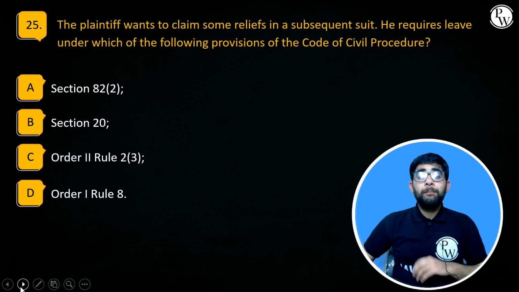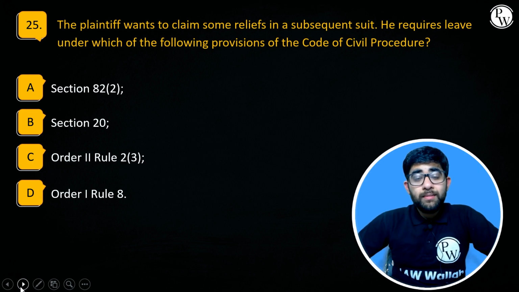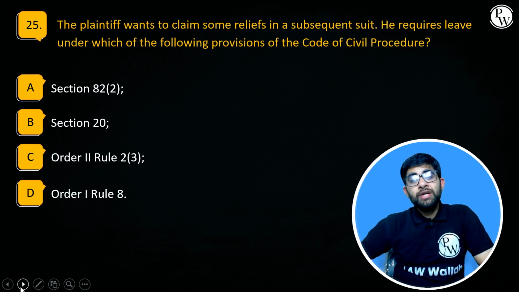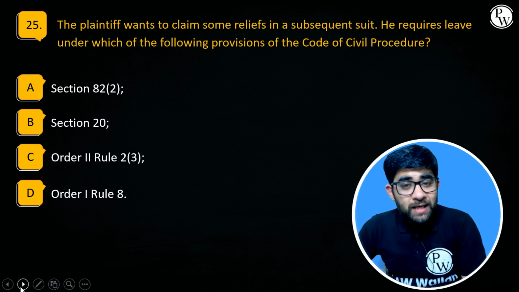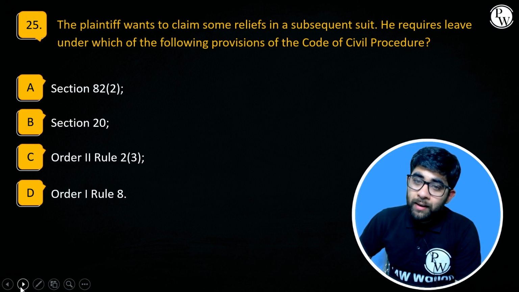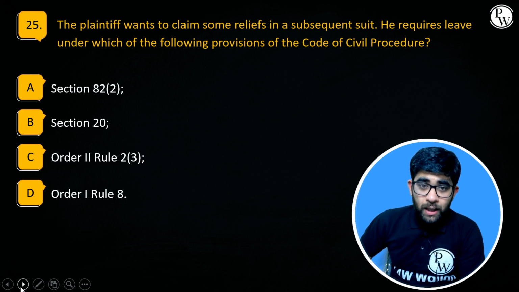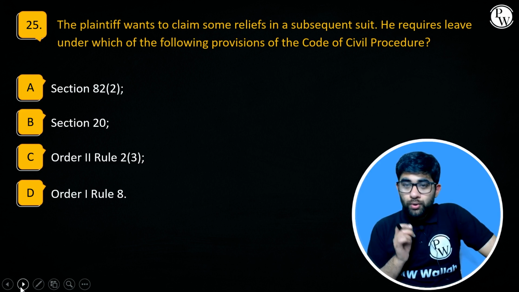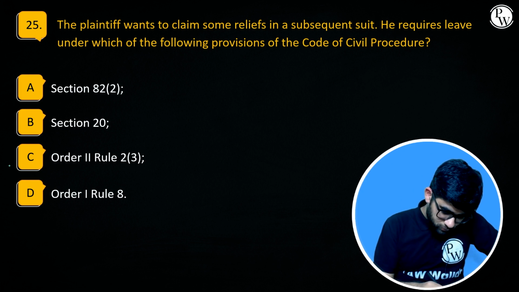Next, the plaintiff wants to claim some reliefs in a subsequent suit. He requires leave under which of the following provisions of the Code of Civil Procedure: Section 82 clause 2, Section 20, Order 2 Rule 2 part 3, Order 1 Rule 8. So the answer to this is Order 2 Rule 2 part 3.